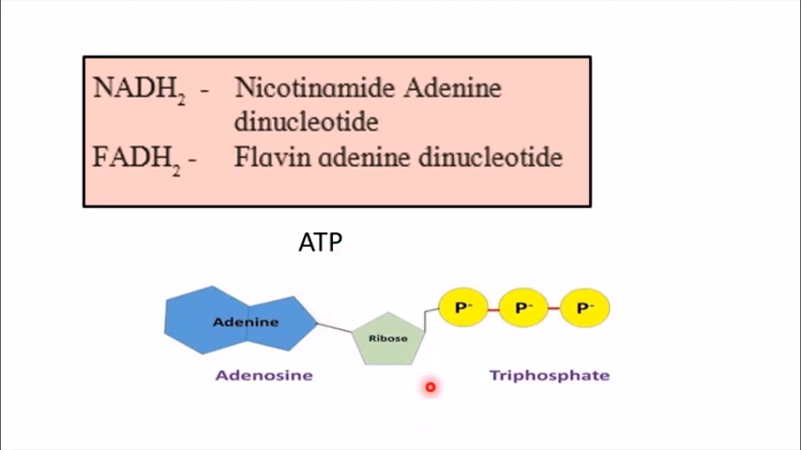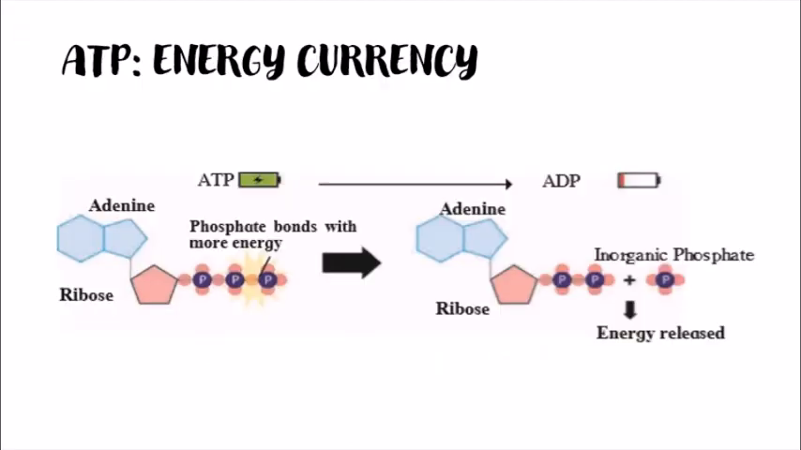So how is it made? It is made up of adenine, a ribose sugar and a 3-phosphate group. So that is why it is called adenosine triphosphate, that is, 3 phosphate groups are present in the ATP. Now ATP is the energy currency, that is, we get energy in the form of ATP.